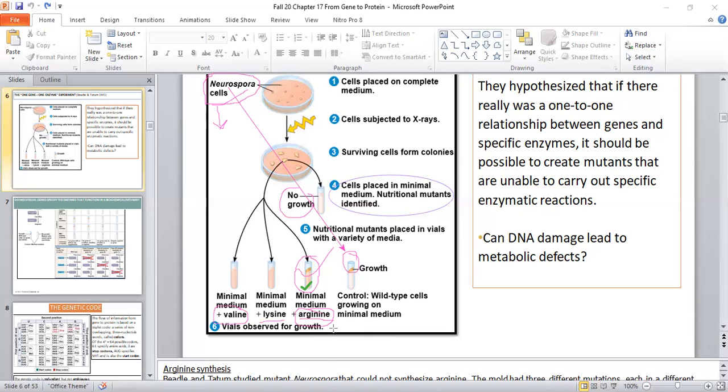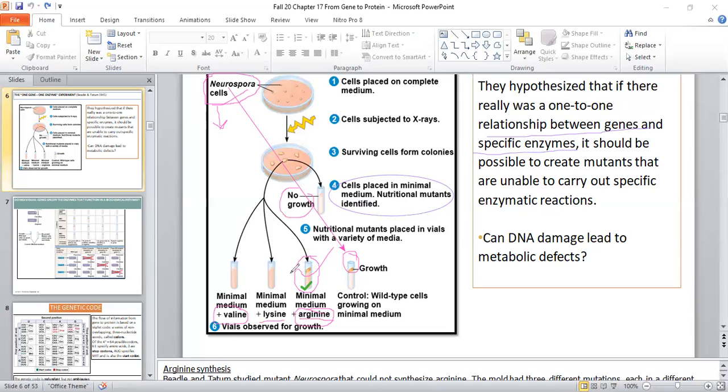So what is the basic outcome of the Beadle and Tatum experiment? The basic outcome is that one gene is responsible for one specific protein or enzyme. One gene, one enzyme, one polypeptide hypothesis. There was a one-to-one relationship between genes and specific enzymes. It should be possible to create mutants that are unable to carry out a specific enzymatic reaction. So this mutant is unable to carry out production of arginine.